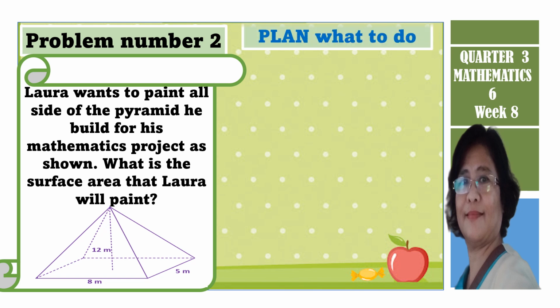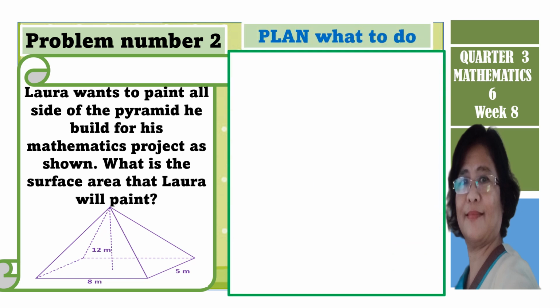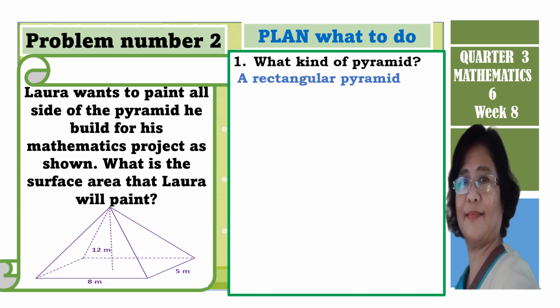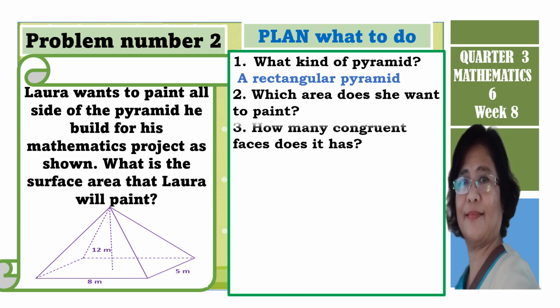Let us now plan what to do. Again, what kind of pyramid does Laura want to paint? Correct, it is a rectangular pyramid. Which area does she want to paint? So only the sides of the pyramid. So how many sides are there? We have 4. And how many congruent faces does it have? We have 2 congruent faces.